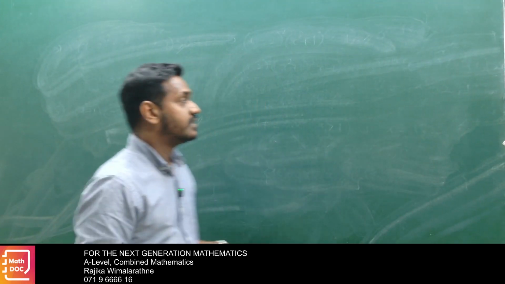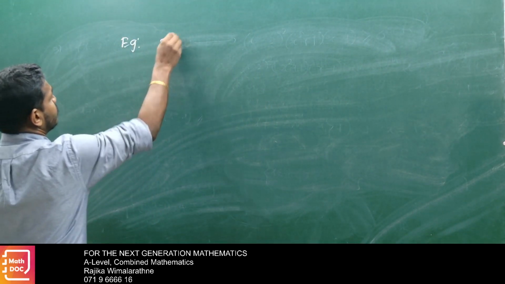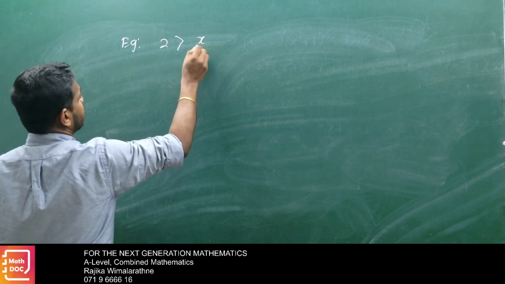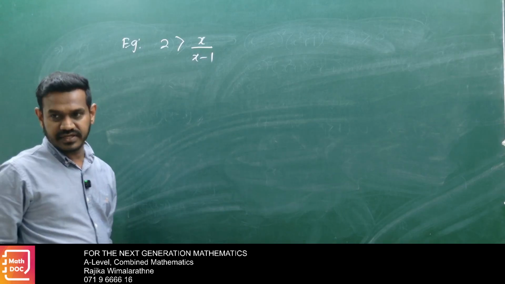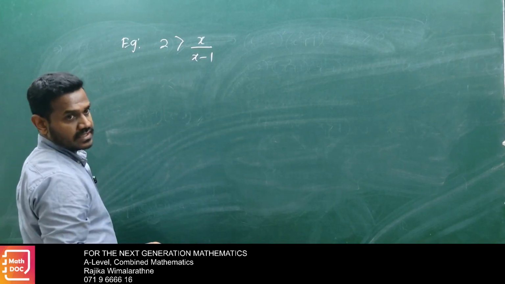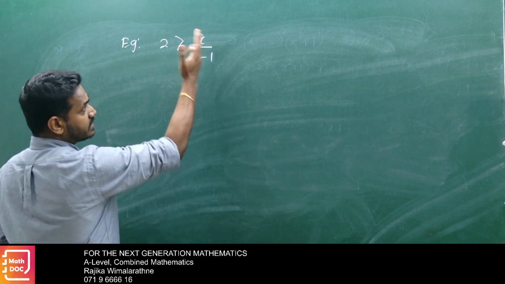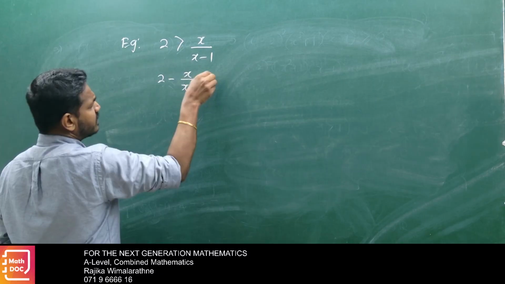See an example: 2 greater than x over x minus 1. Here this is a rational type inequality, so you have to take all terms to one side. I'm going to take this one here: 2 minus x over x minus 1 greater than 0.